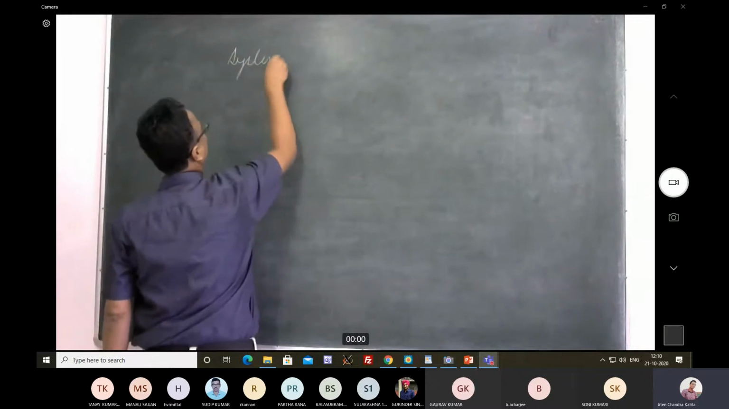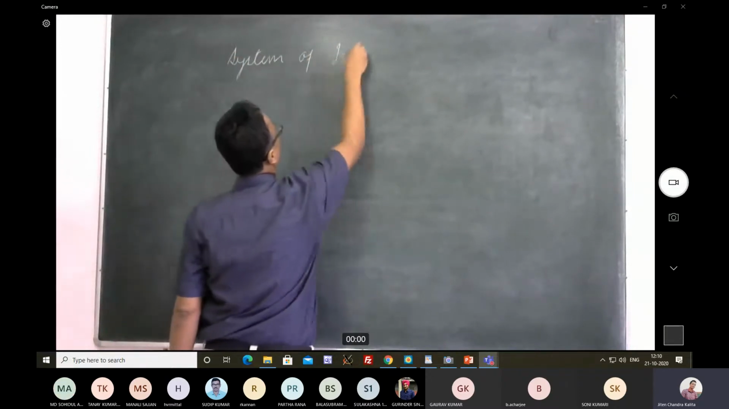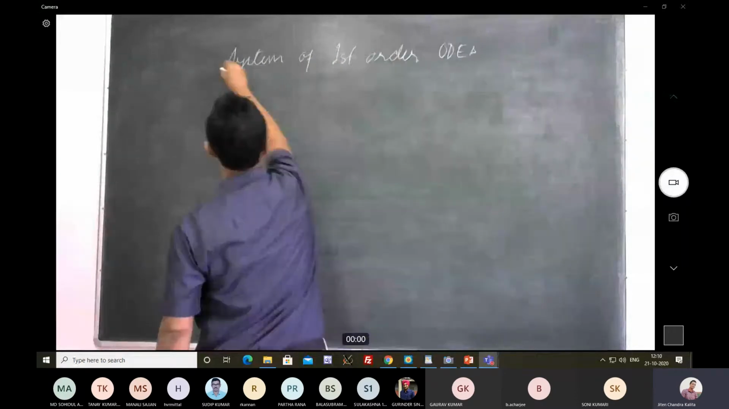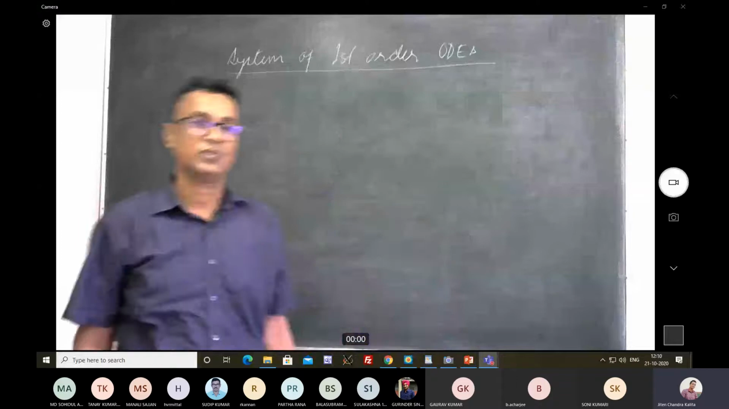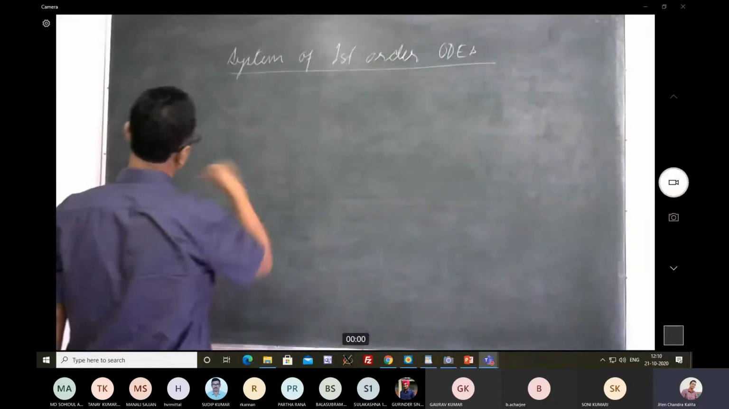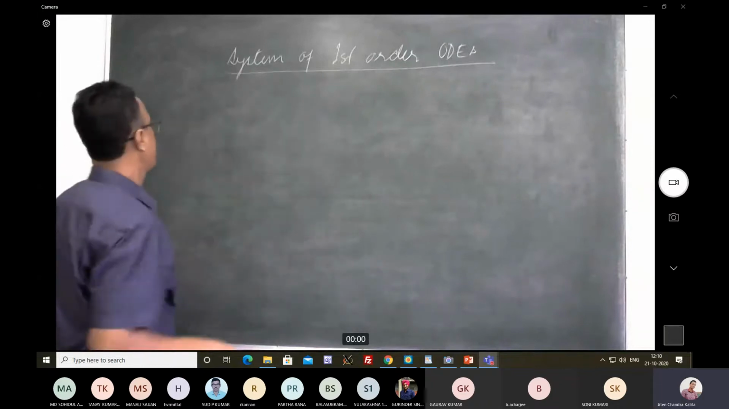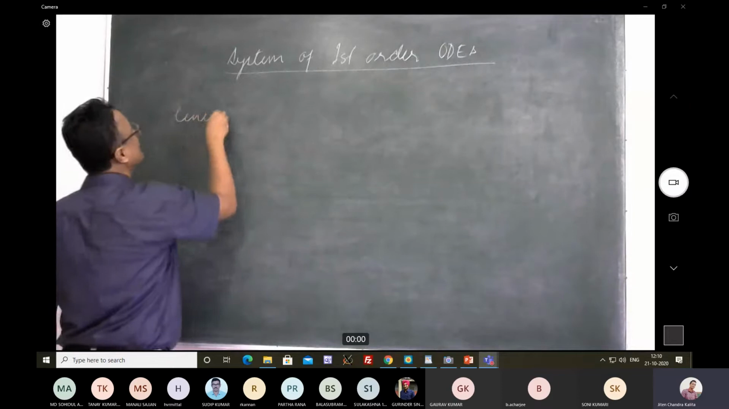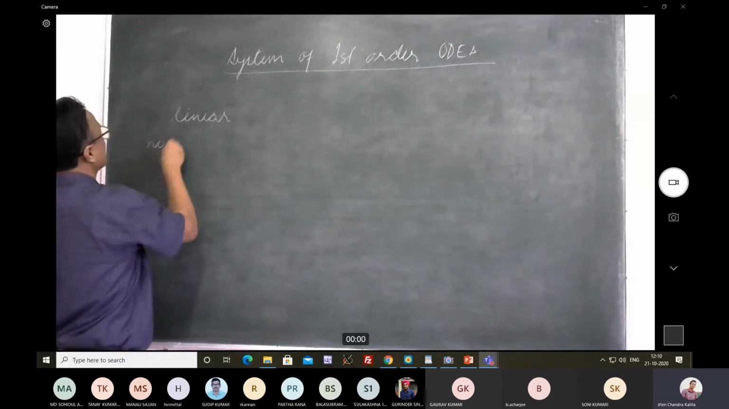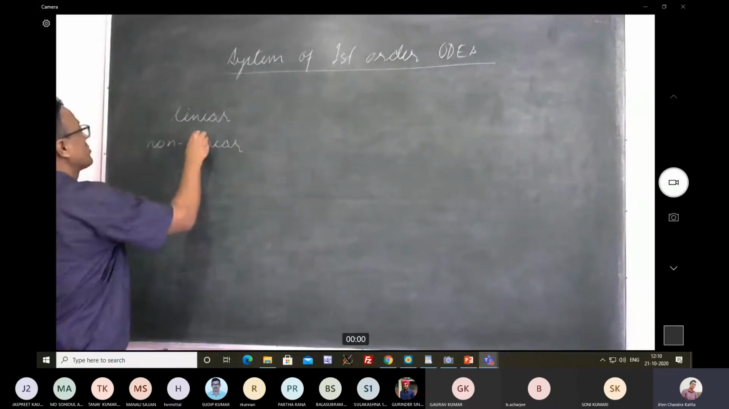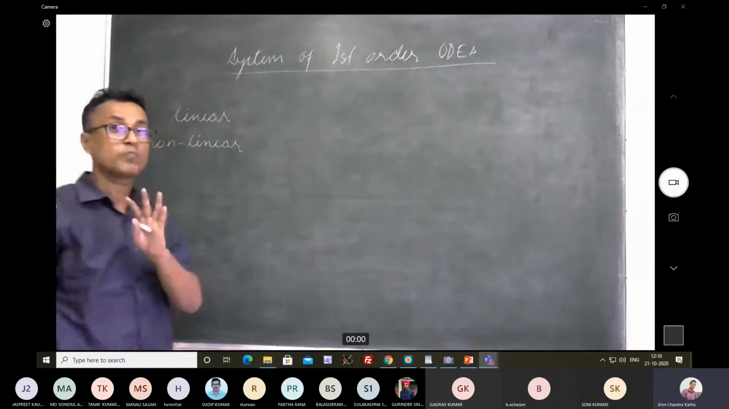So what we are going to do today, we are going to start system of first order ODEs. Okay. System of first order ODEs. So you may be aware of the fact that an ODE may be linear or non-linear.